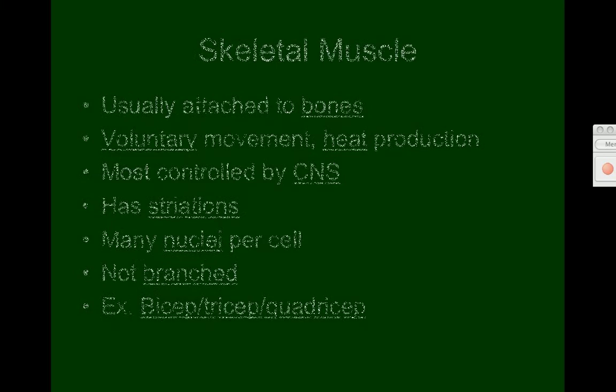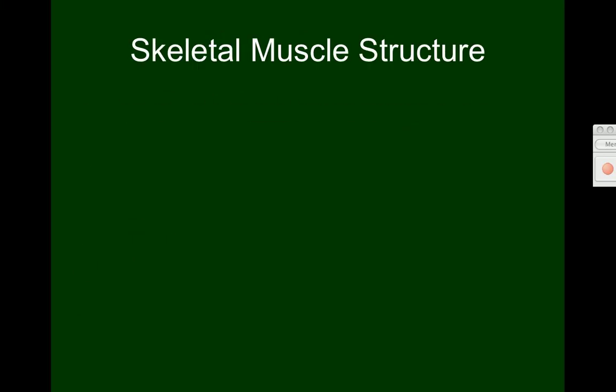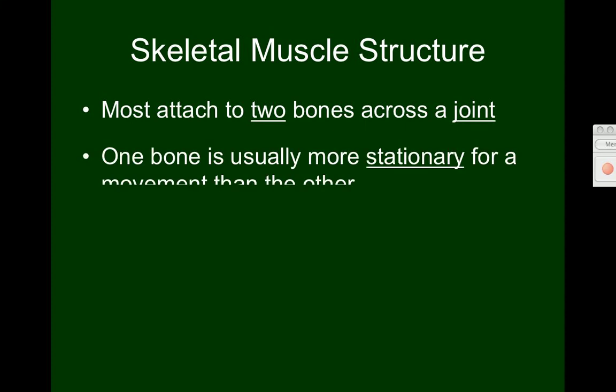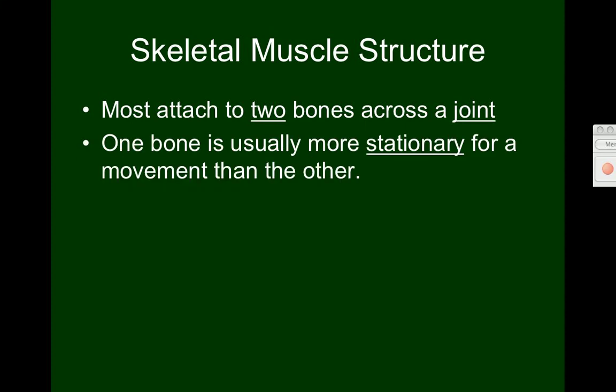Now, in terms of the structure of our skeletal muscle, most of our skeletal muscles attach at two bones, and they go across a joint because that's what actually permits movement. Now, one of the bones is usually more stationary for a movement than the other. Like if you flex your arm, my bicep muscle is actually attached to both my upper end of my humerus and my scapula, as well as my ulna on my lower arm.